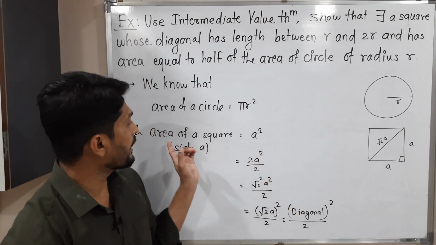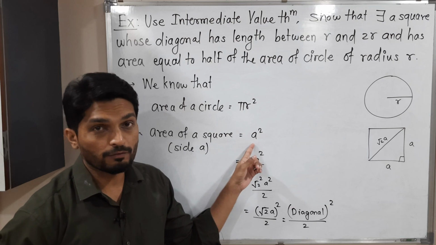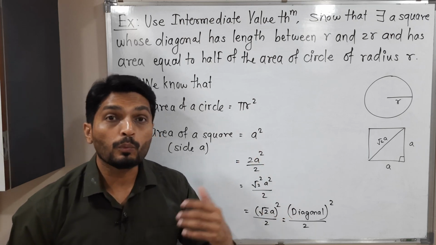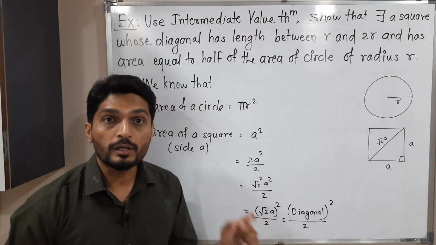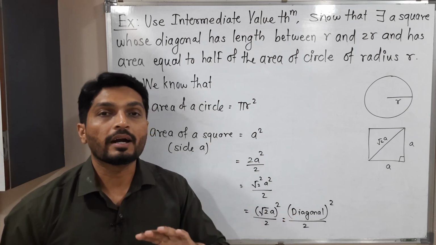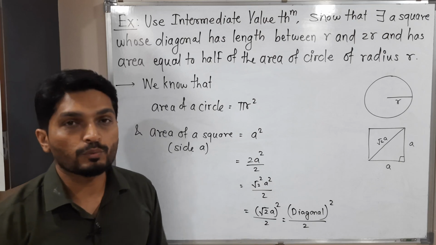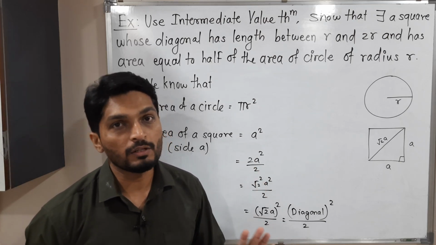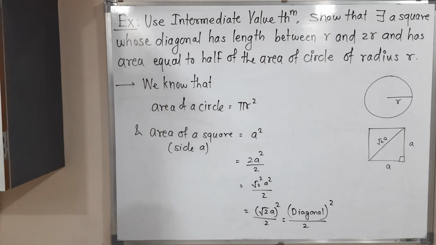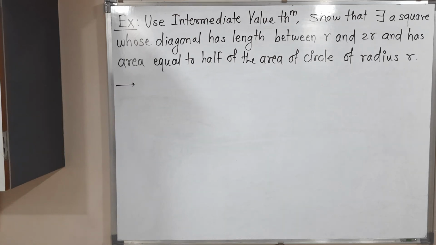We are familiar with the formula for the area of a square, but right now we got one more formula. The area of a square can also be calculated as diagonal square divided by 2. Both formulas we are going to use at the end. Just keep this in mind, make a screenshot of it, and then we will go further. Okay, so let us move further.